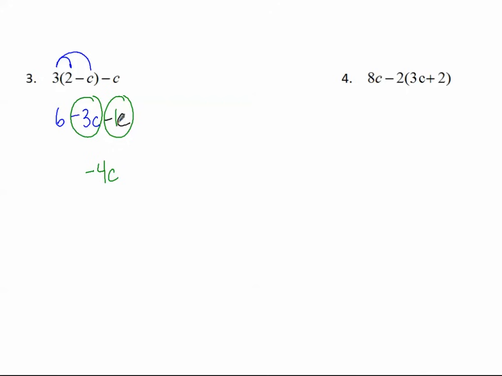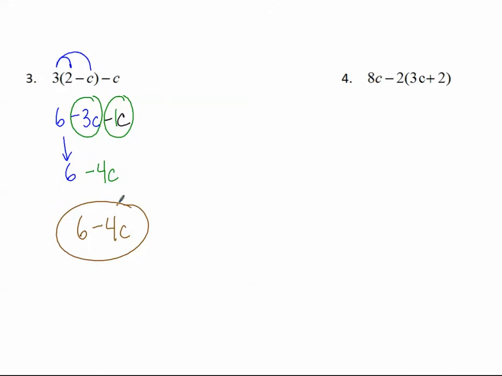Remember, this is like an invisible 1. Negative 3c minus 1c. Also, we have the 6. It is not like anything else. So I'm just going to write it in front of what I have before. And then I have my final answer, 6 minus 4c. This is a constant term, this is a variable term, so I cannot combine those. That's my final answer.